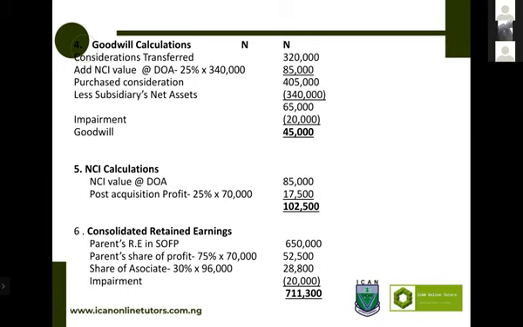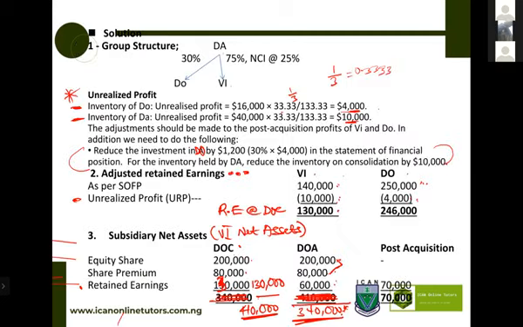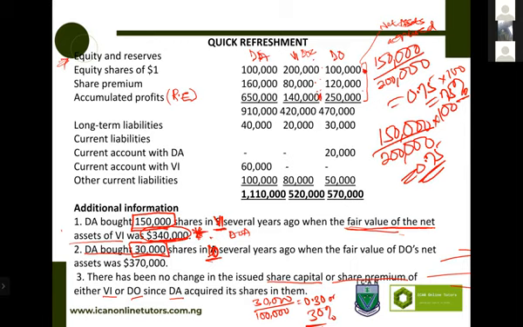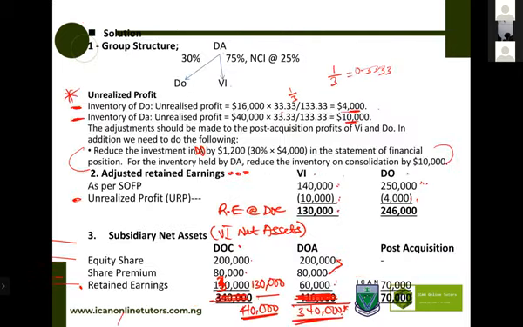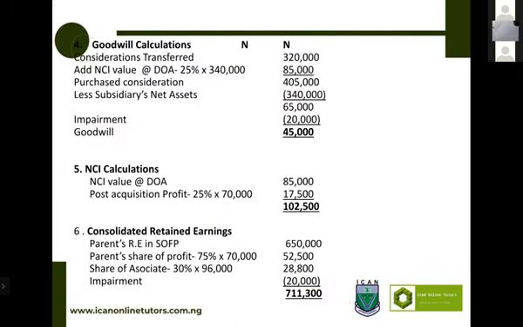I hope you all know how to calculate the goodwill now. For the goodwill calculation, you have the amount transferred. What is the amount transferred? How much did you pay? That is your investment in V. That's where you get the consideration transferred. Investment in V is what? 320,000 naira. That is our 320,000 naira.